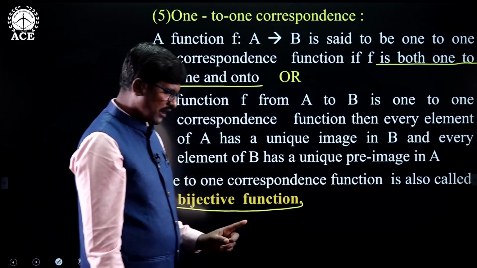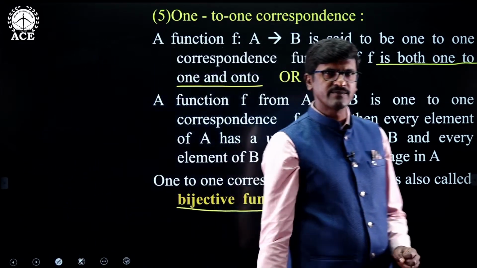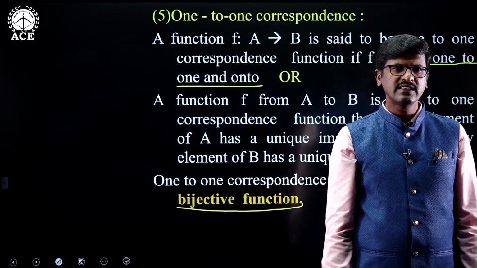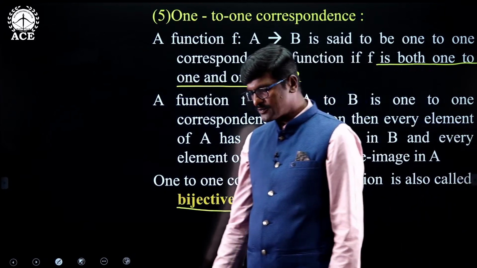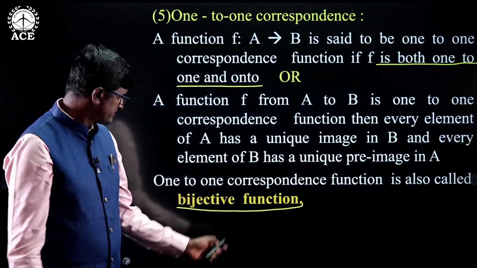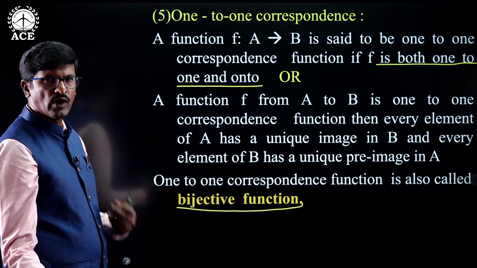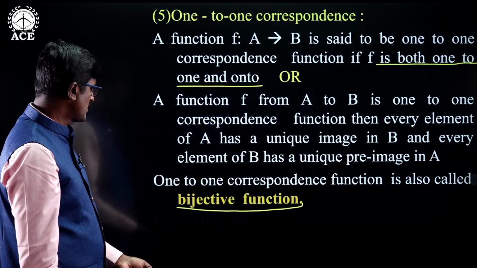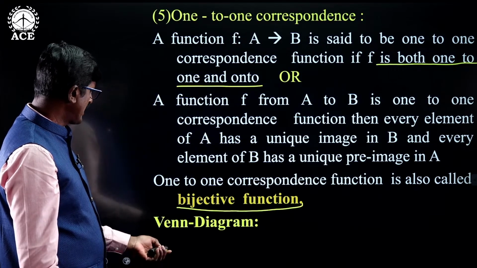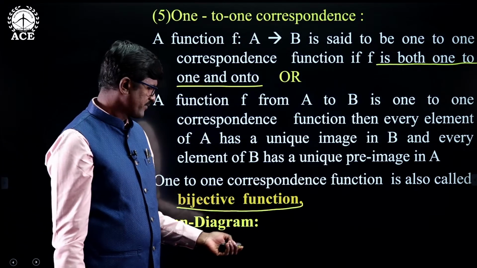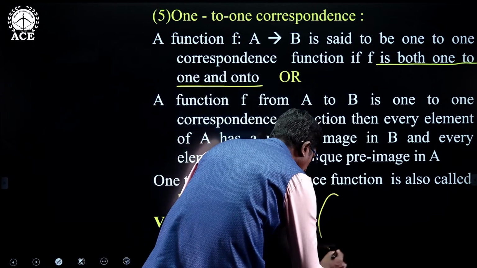So onto function means surjective function. One-to-one function means injective function. One-to-one correspondence means bijective function, that is both one-to-one and onto. This is about the bijective function. So the Venn diagram for the bijective function is the same. This is the Venn diagram for a bijective function.